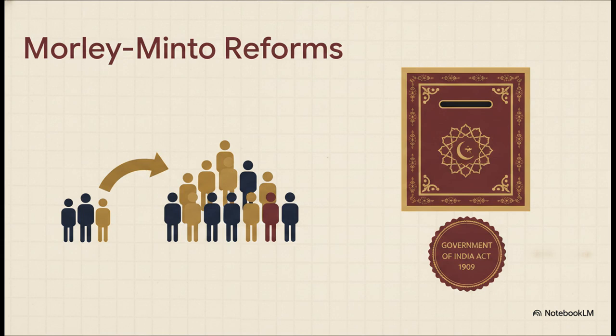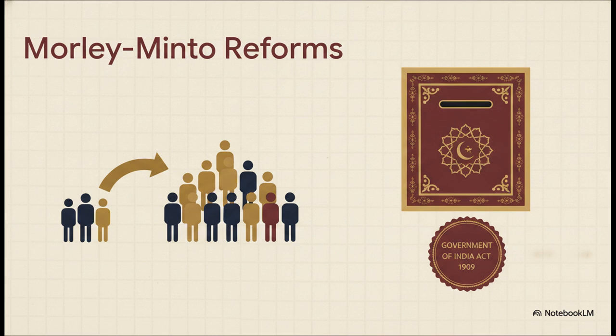Okay, the 1909 Act, famously known as the Morley-Minto Reforms. This one is huge. It drastically increased the central legislative council size from 16 to 60. While the Central Council retained an official majority, it allowed provincial councils to finally have non-official majorities. It expanded deliberative functions, letting members ask supplementary questions and move budget resolutions.